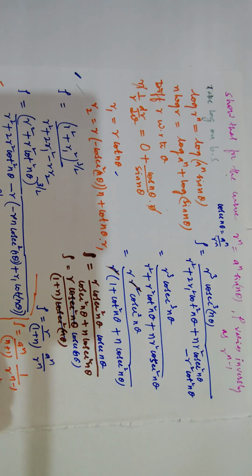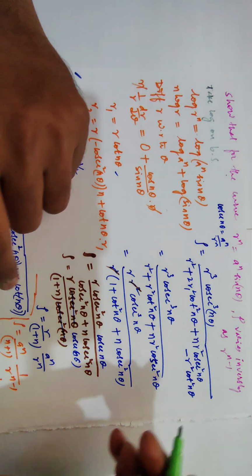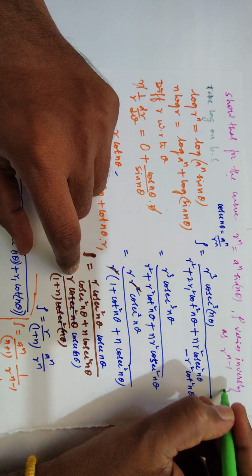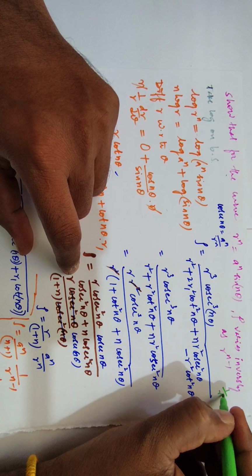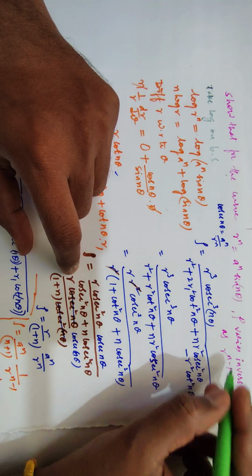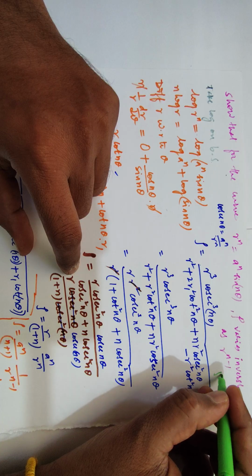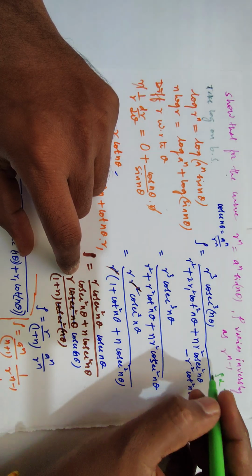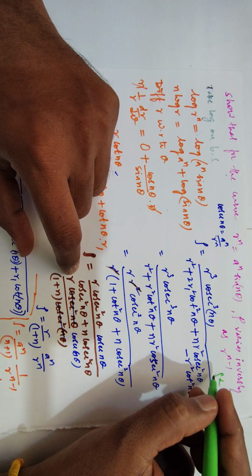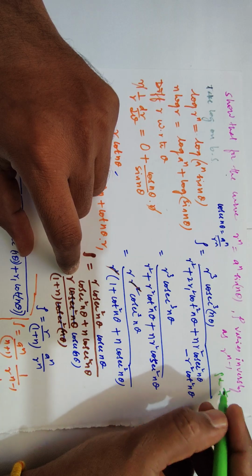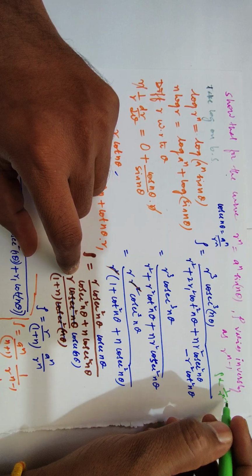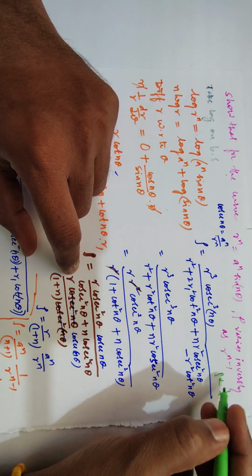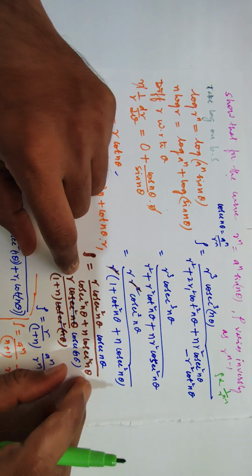Rho varies inversely as r^(n-1) means, inversely means 1 by r^(n-1). So ρ varies inversely as 1 by r^(n-1). So we need to show that ρ is equal to a constant multiple of 1 by r^(n-1). That's enough to prove that ρ varies inversely as r^(n-1).